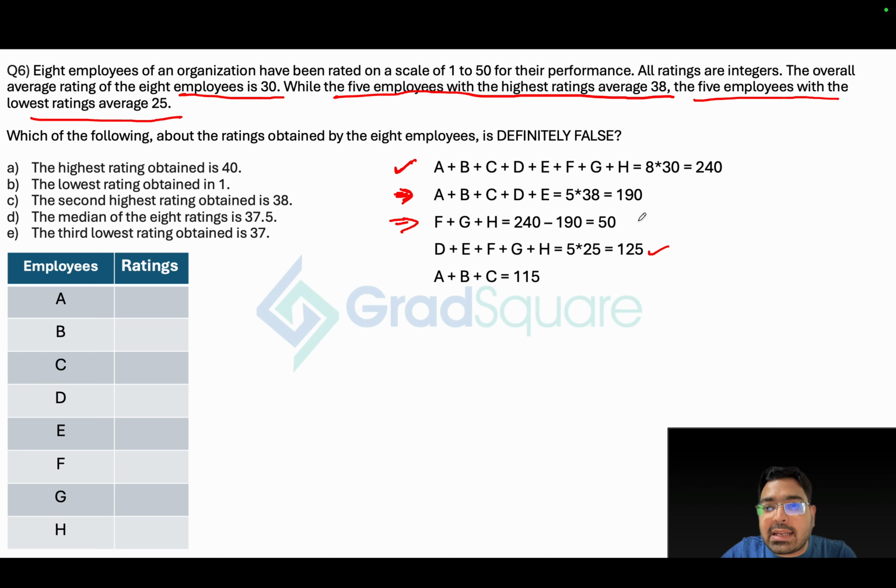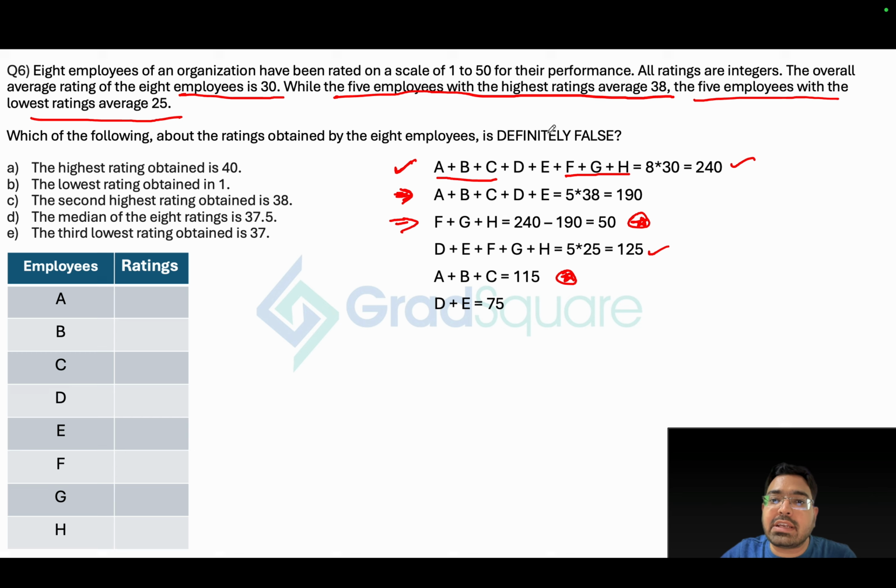Now look at this equation and look at this equation. I know F plus G plus H is 50. I know A plus B plus C is equal to 115. Put it back over here. F plus G plus H will be what? 50. A plus B plus C is what? 115. Then you get the value of D plus E. D plus E will be what? 240 minus 115 plus 50, which is 165. So 240 minus 165 will give you 75. Now D plus E turns out to be 75, the middle two values that we are talking about. This is the information that we can get.